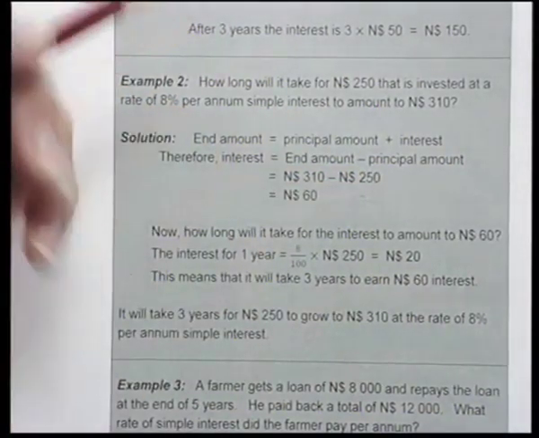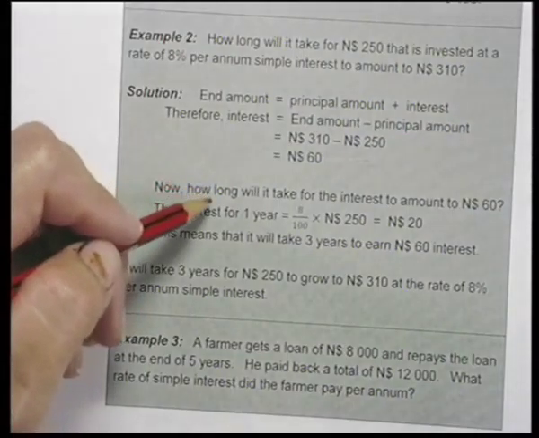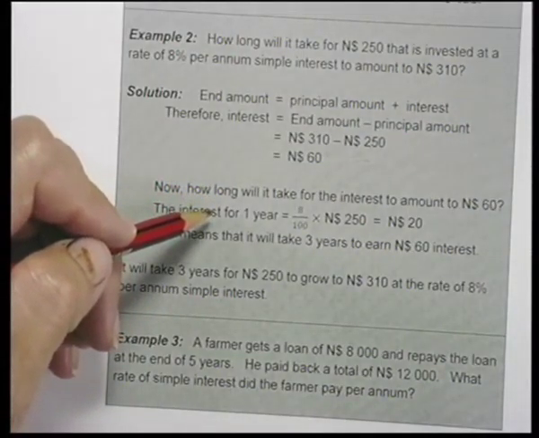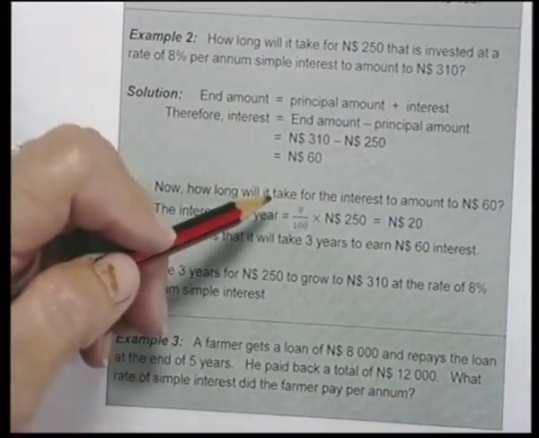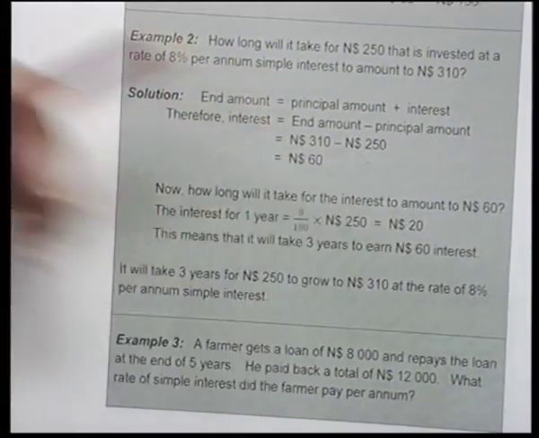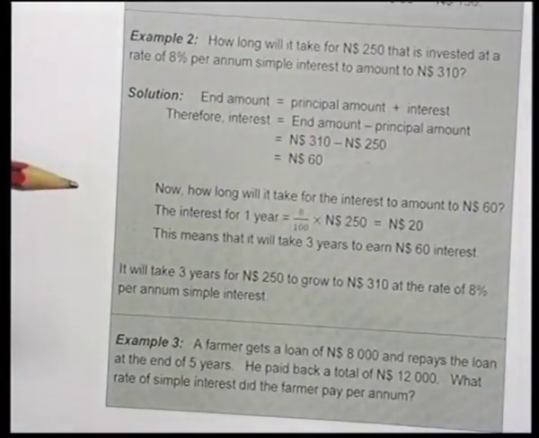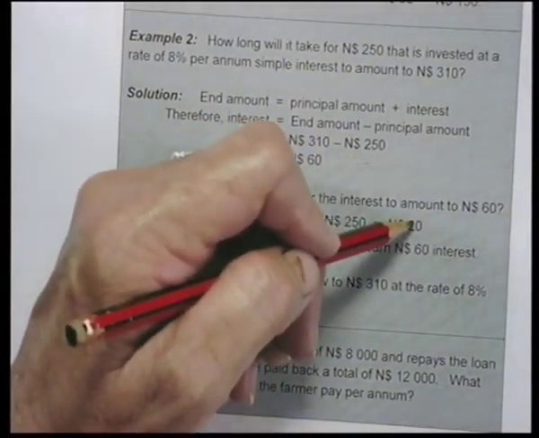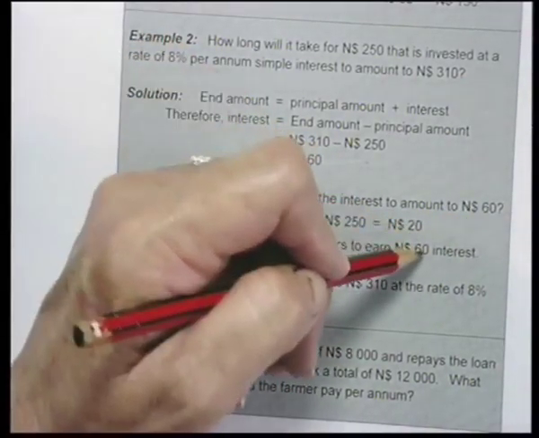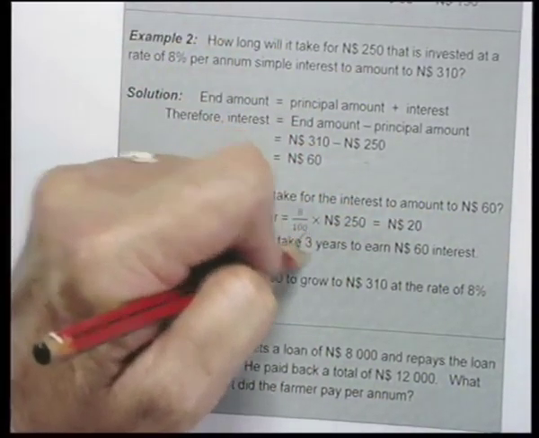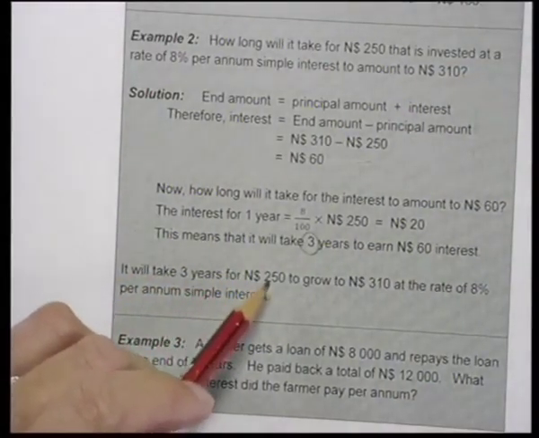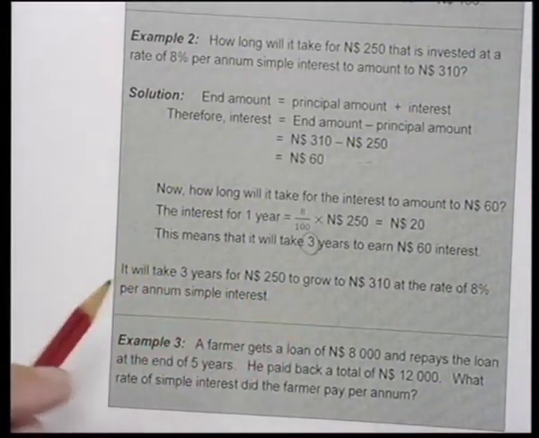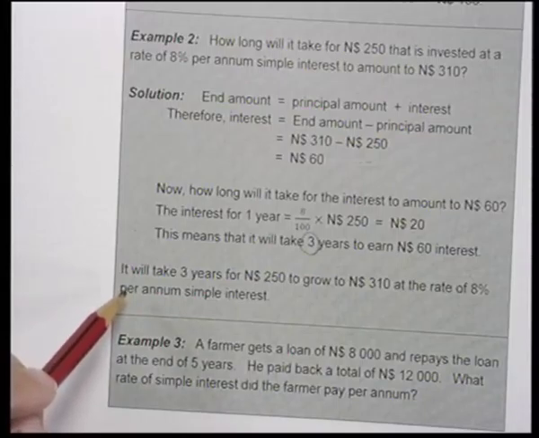Now, how long will it take for the interest to amount to $60? The interest for 1 year is 8% times 250. So you make 20 in 1 year. So it will take 20 times what to make 60? 60 divided by 20, so it will take 3 years to make your 60 Namibian dollars. So it will take 3 years for 250 to grow to 310 at the rate of 8% per annum, simple interest.